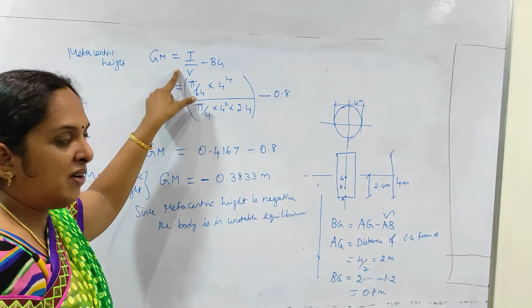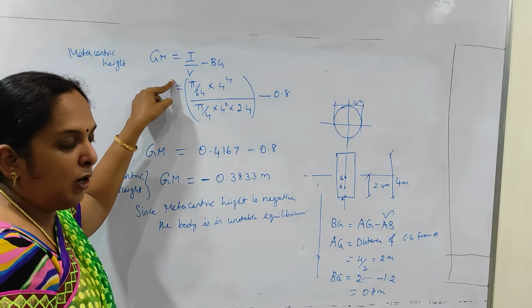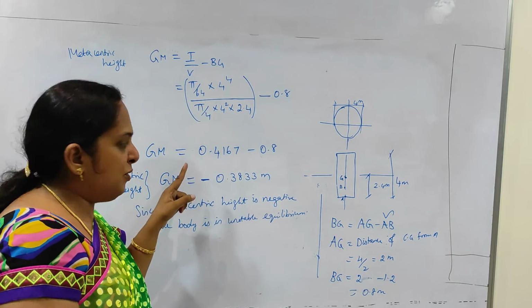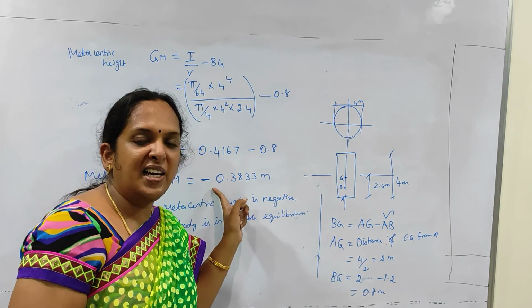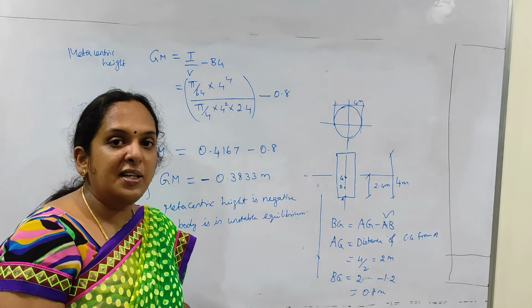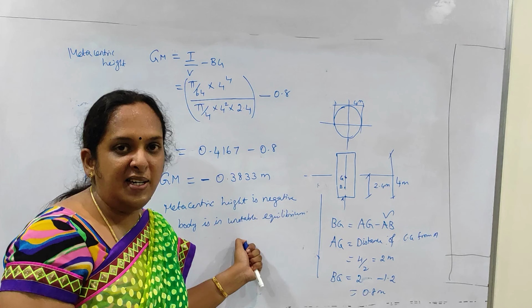And the moment of inertia we will be able to know. We know the volume. So you can easily substitute and get the value of your metacentric height. And if the metacentric height is positive, then it shows it is a stable equilibrium. But in this problem, the metacentric height is negative.